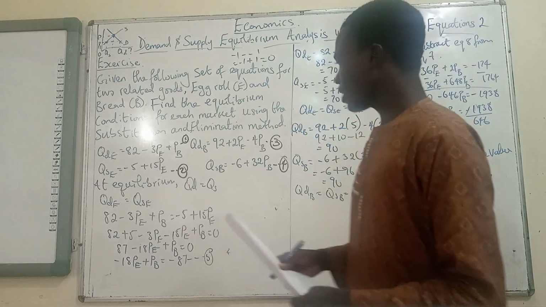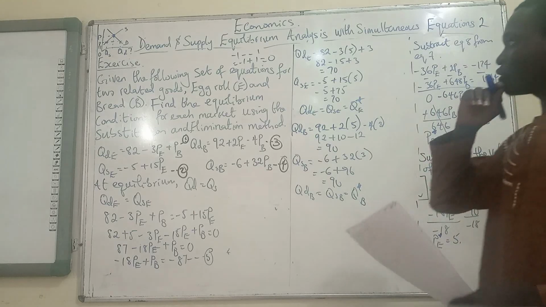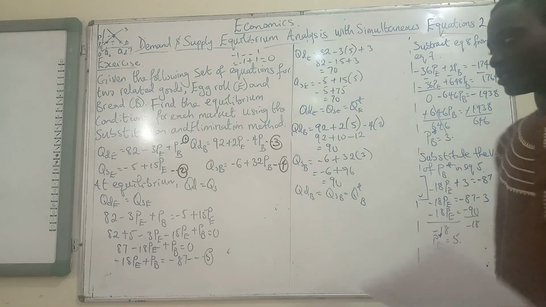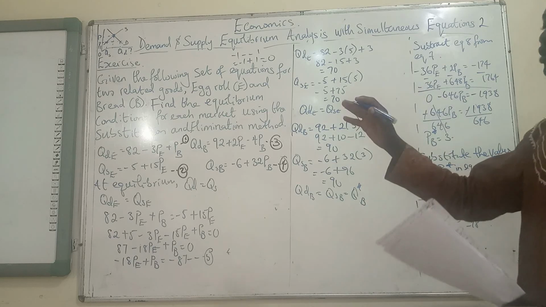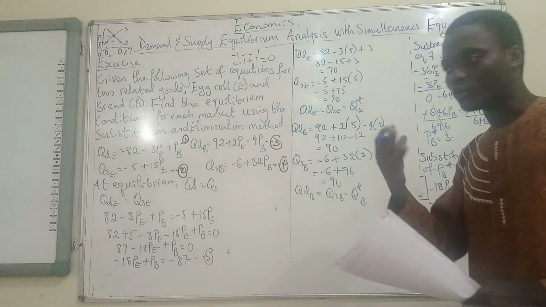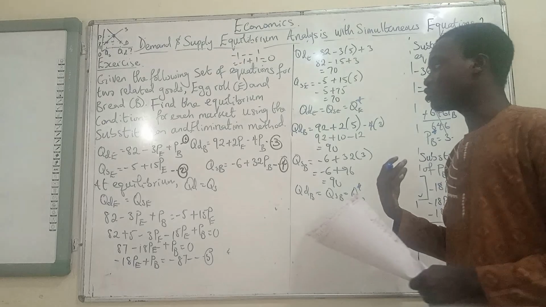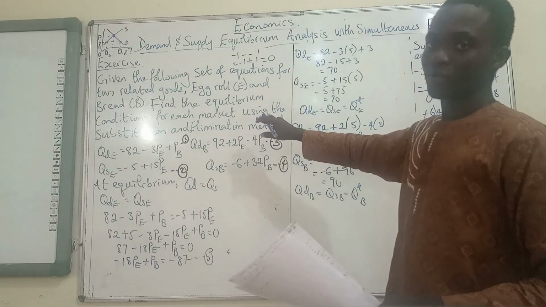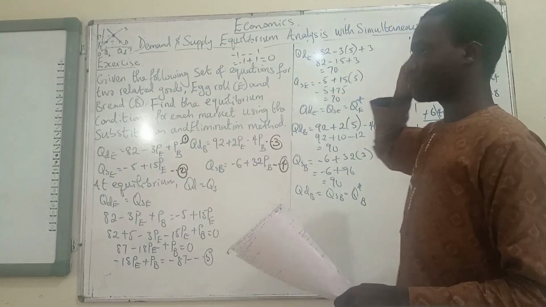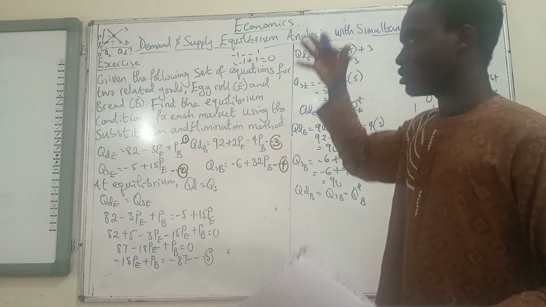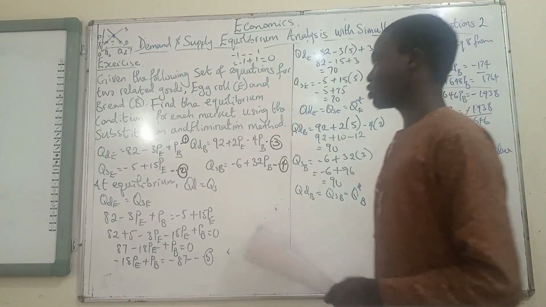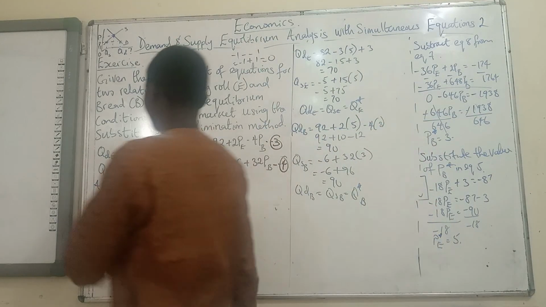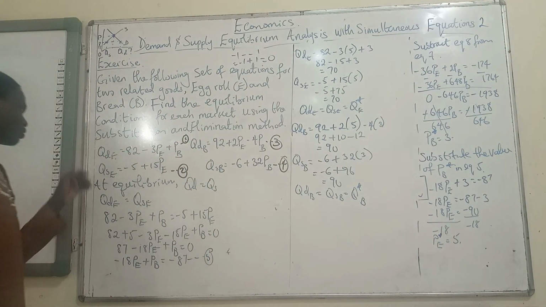So how do we, you don't have to solve anything to know the relationship that exists between egg roll and bread, not because of your world knowledge of the two goods, but because of the questions in front of you. So I'm not asking you to bring real world knowledge into this. Just look at the functions and tell us if they are complement or substitute. Now look at this function, the demand function for egg roll.